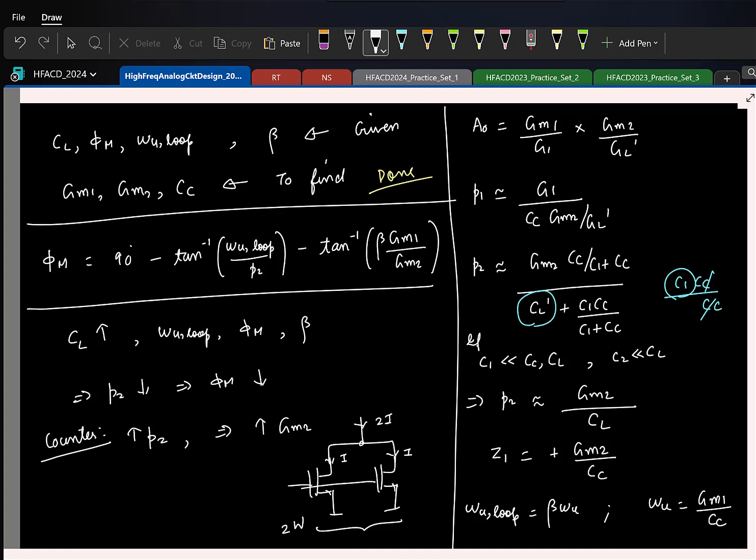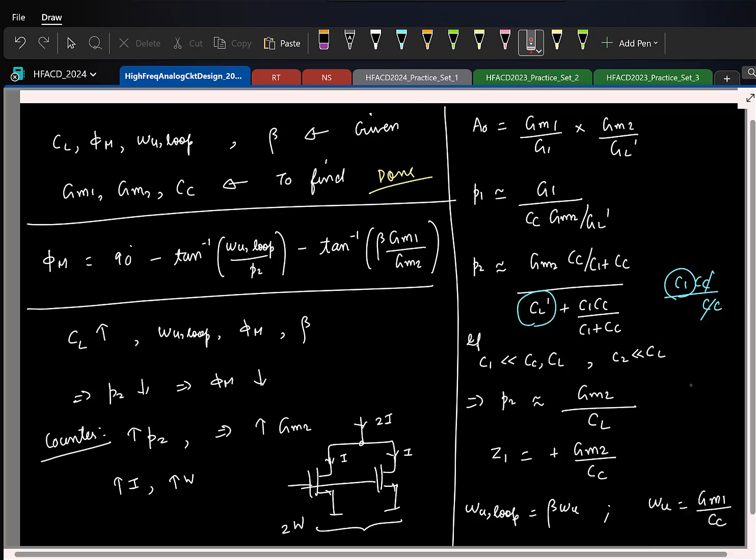Basically, we are already designed for some operating point voltages. If you don't want to disturb anything, you just put things in parallel. So you basically increase the current and the width at the same time. Again, we'll see some of these later in the course, but as of now, this should probably make sense.